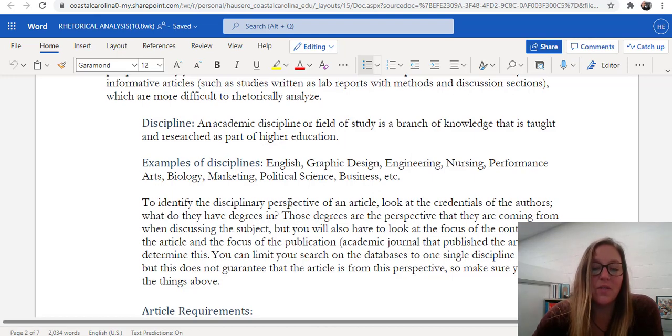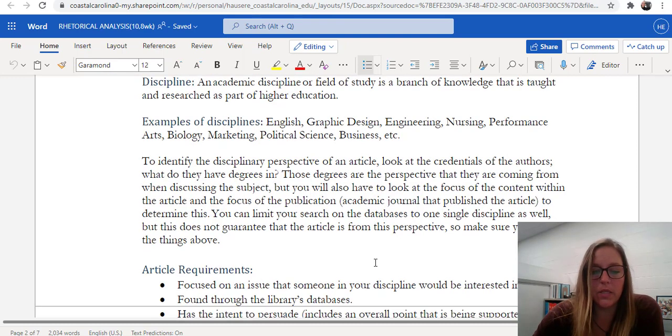So a discipline is a field of study, an academic field of study. And so you're going to school for something, right? And if you're just getting your associate's degree, are you specializing in a certain one? Or are you planning on transferring to a 4-year university? If you're just getting your associate's degree, your specific associate's degree, then you can choose that as your discipline. If you're planning on transferring, then the major that you plan on pursuing will be your academic discipline.